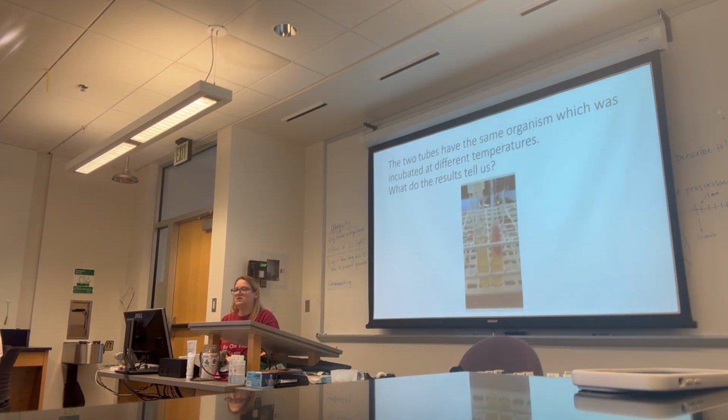All right. I also showed you this when we talked about temperature. These two tubes have the same organism. In one of the tubes, the organism's yellowish. The other tube has red in it. They're incubated at different temperatures. So what does this tell us? Does the red one need oxygen and that's why it's up? Nope, nothing to do with oxygen. So what does it have to do with? It has to do with temperature, right?